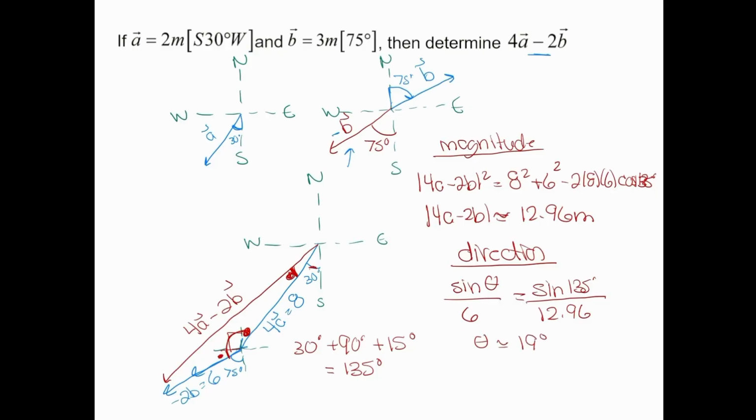Now remember, this is this small angle here, but we need it relative to one of our directional points, west or south. We're going to do it from south. We're already 30 degrees out. So 30 degrees plus 19 degrees gives us a total angle of 49 degrees. So we could say, therefore, that 4 times vector A minus 2 times vector B is approximately equal to 12.96 meters, and my direction is south, 49 degrees west.